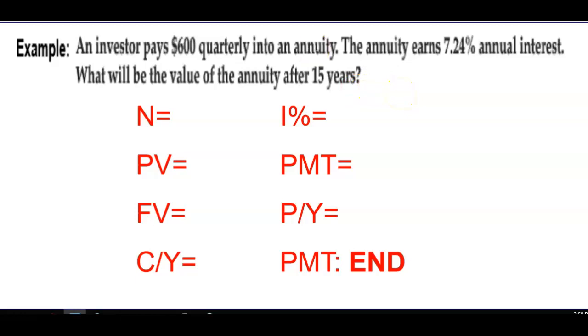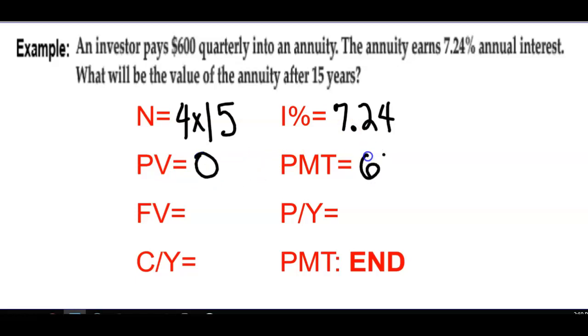So N is the number of payments. Quarterly means 4 times a year for 15 years. This investor is going to put this money in. And we get to just type 4 times 15 in that spot. You don't have to, it's 60, but you don't have to put 60. You can just type 4 times 15 and it'll take care of it. The interest is 7.24 and we don't move the decimal over. The present value is nothing until we start making payments of $600.